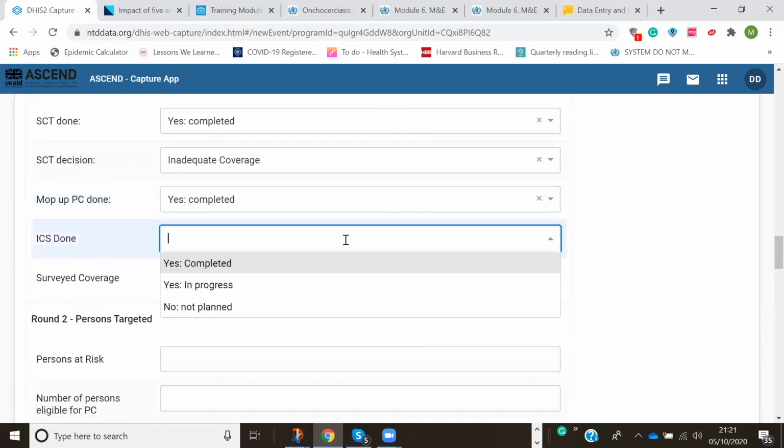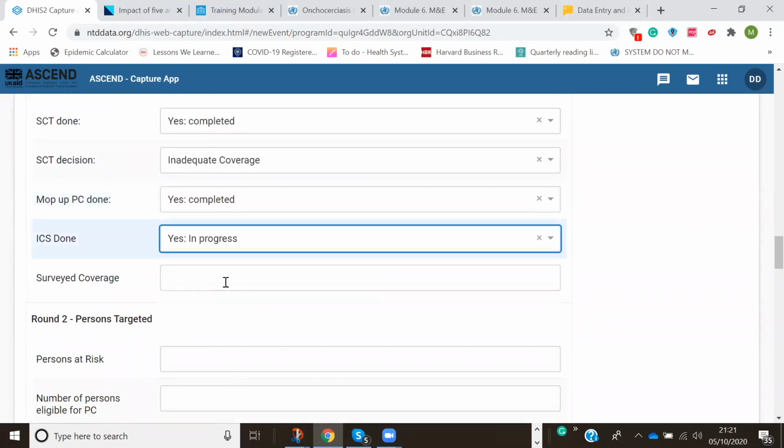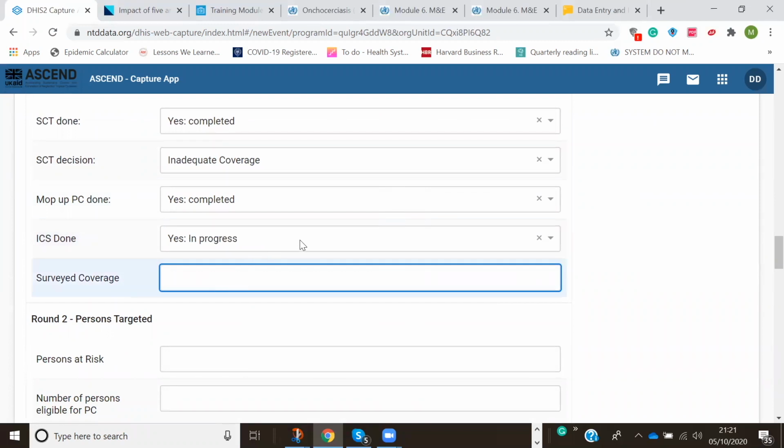And then we have ICS done, either in progress, and the survey. Now, for ICS, we know that we will be sampling, and even for SCT, we will be sampling IUs. And hence, we don't expect all the IUs to have the information for SCT and ICS. We'll only expect this within the sampled IUs.